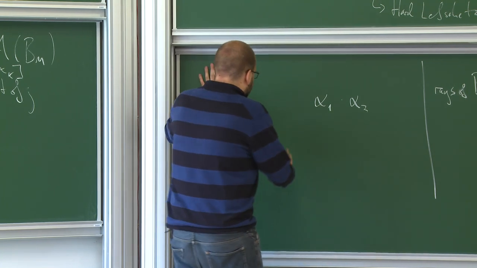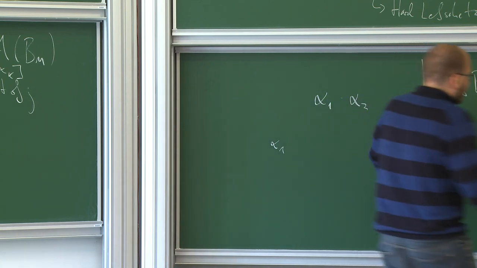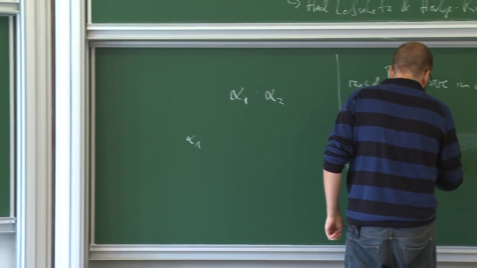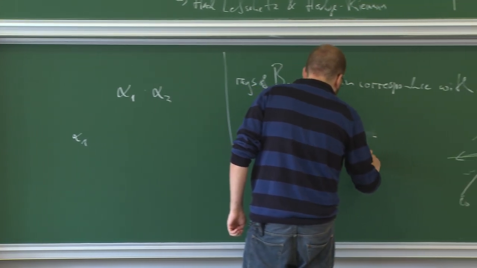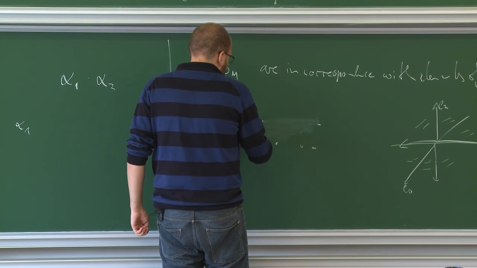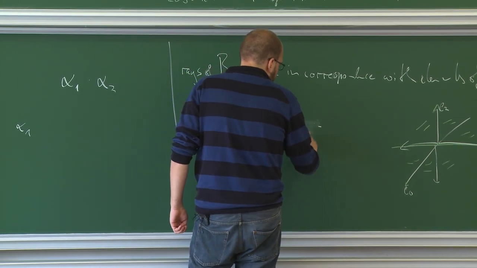What happens if I take alpha 1? Inside the lattice of flats, my lattice of flats consists of 1, 2. So I have the atoms here. And then above this, I have flats corresponding to one-dimensional subspaces.